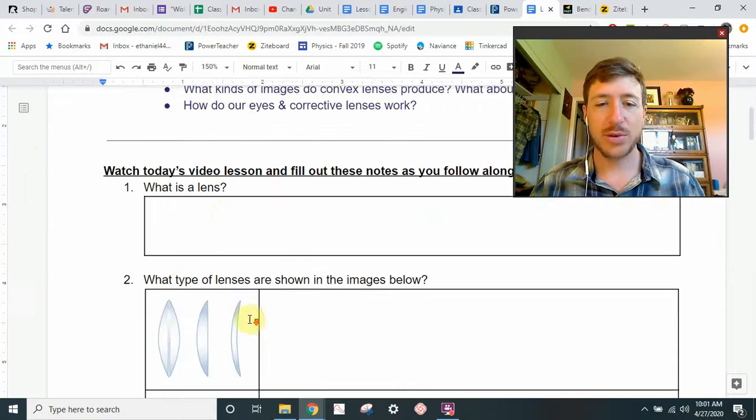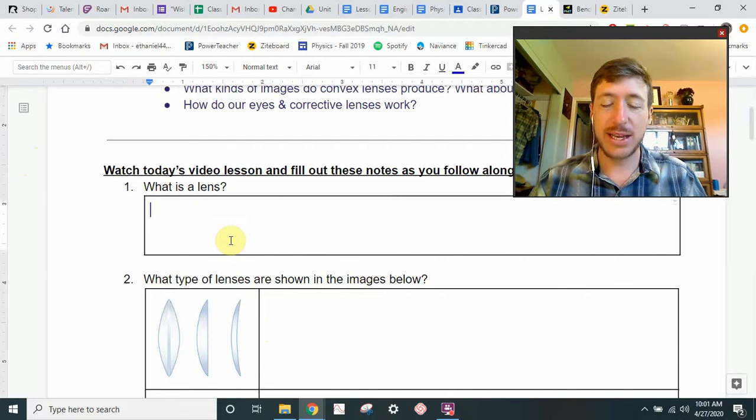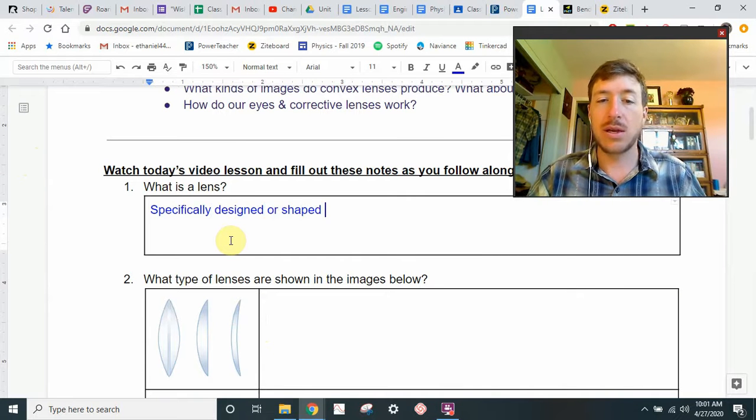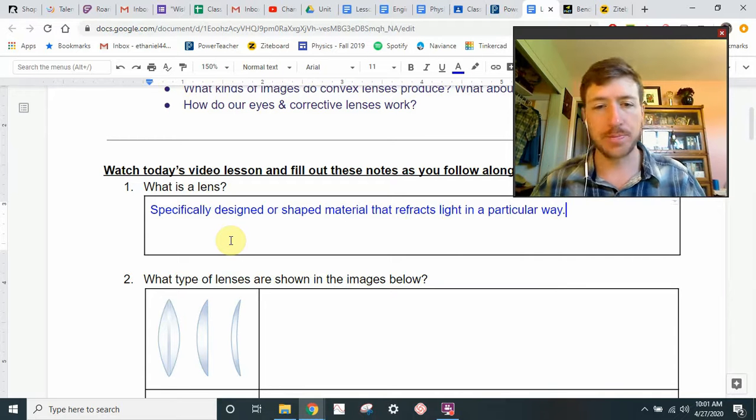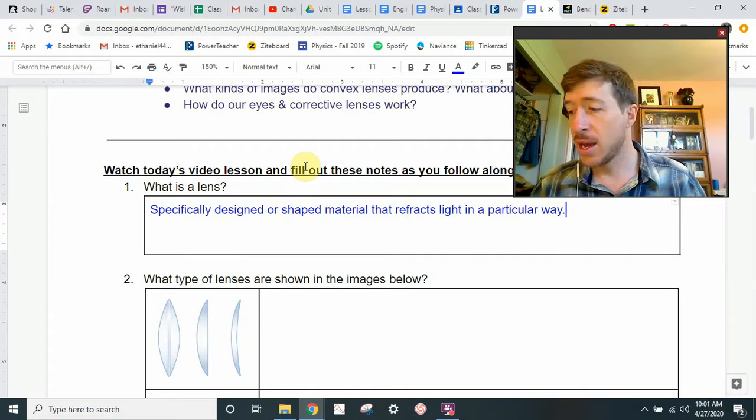So if we go through and start to fill this out, what is a lens? This is a specifically designed or shaped piece of material that refracts light in a particular way. Boom. So that's what a lens is.